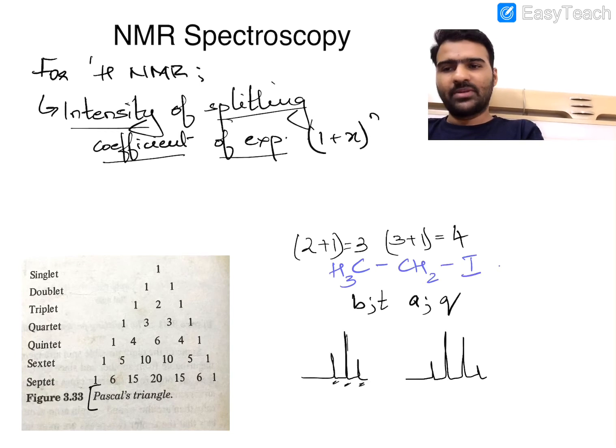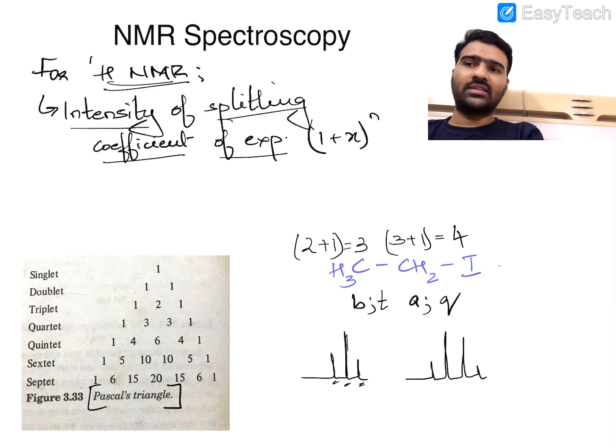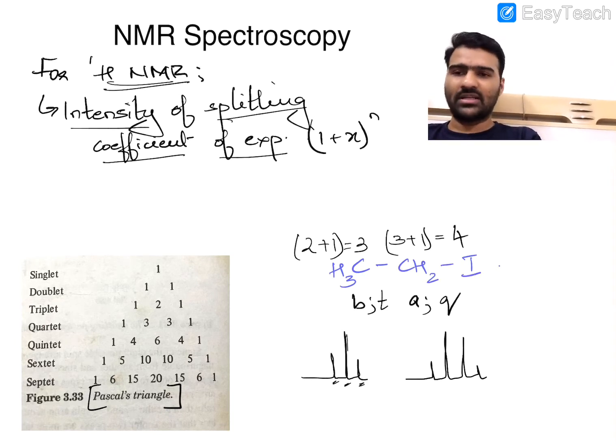A simpler way or a simplification to that is Pascal's triangle, and all of this holds for H1 NMR or for any other NMR wherein the I value is half, and hence the splitting pattern does work out to n plus 1 and not the typical 2nI plus 1.